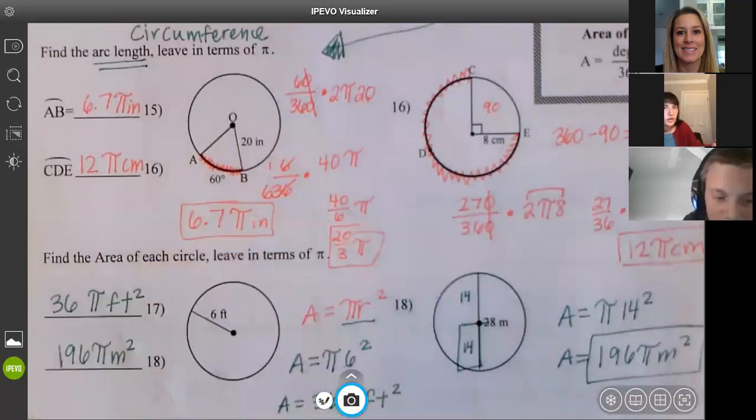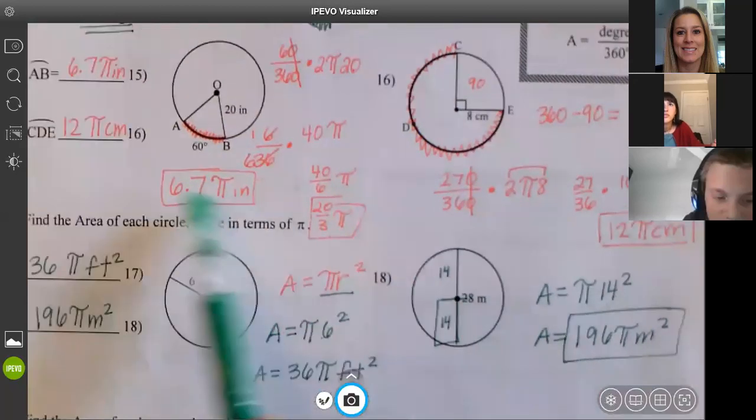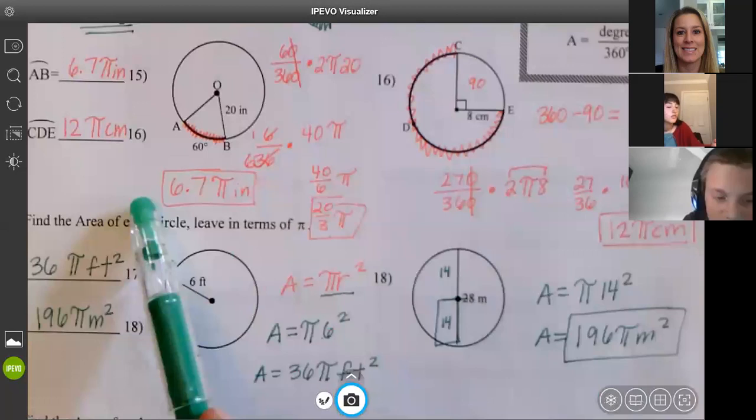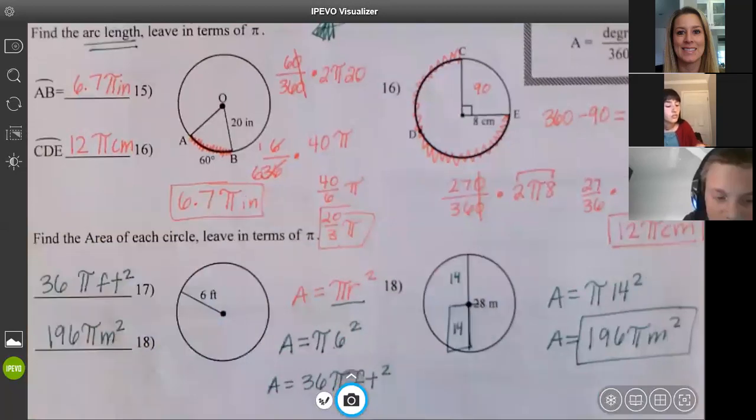Wait, which one was that for? That one was for number 15. Oh, yeah, okay. 15.